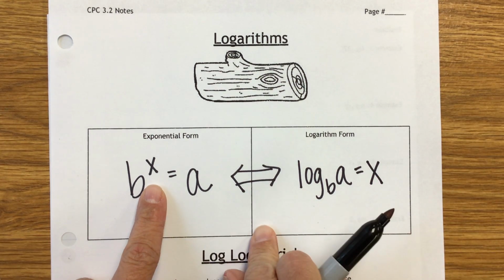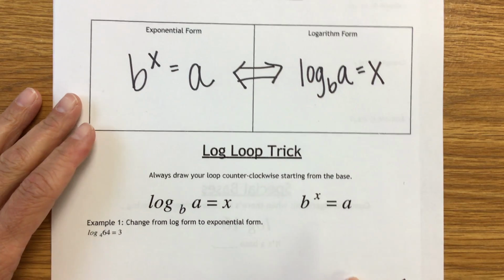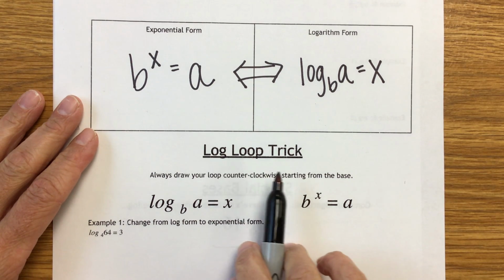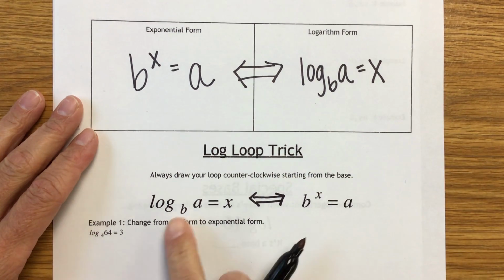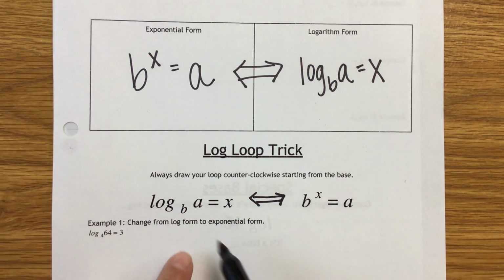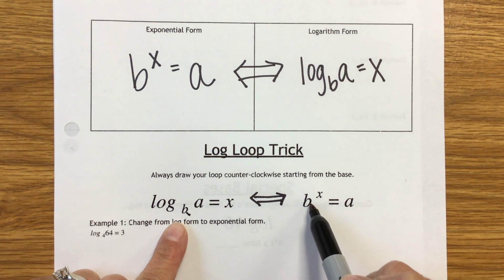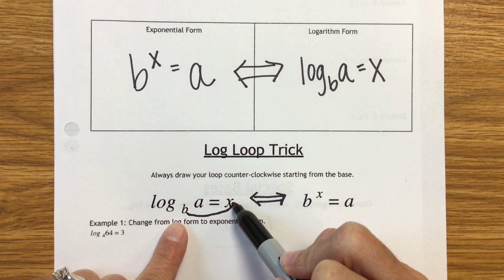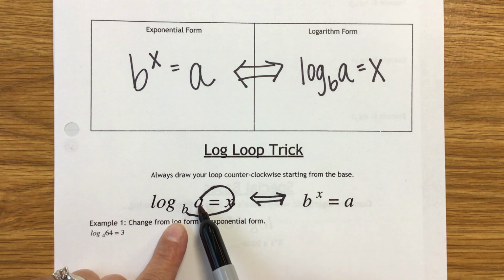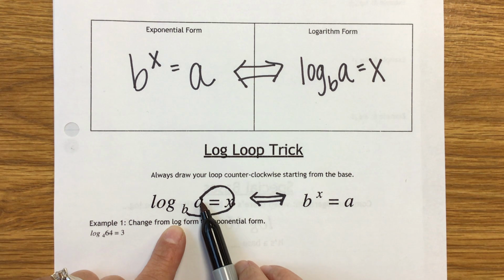I would like you to be able to easily go back and forth between these two forms. It helps when we're solving multiple types of equations throughout this chapter. And so I've thought of something called a log loop trick that helps you go back and forth between them. And again, you can go back and forth, log to exponential, exponential to log. And what you'll do is you'll kind of do a loop around the equation. So you start with the b, write that there. Go around, loop around, grab the exponent, write that as the exponent, come back around, get the thing that you haven't touched yet, which is the a, set it equal to a. So b to the x equals a.